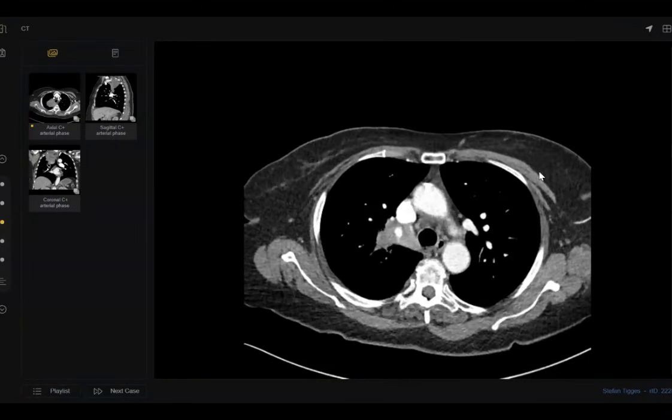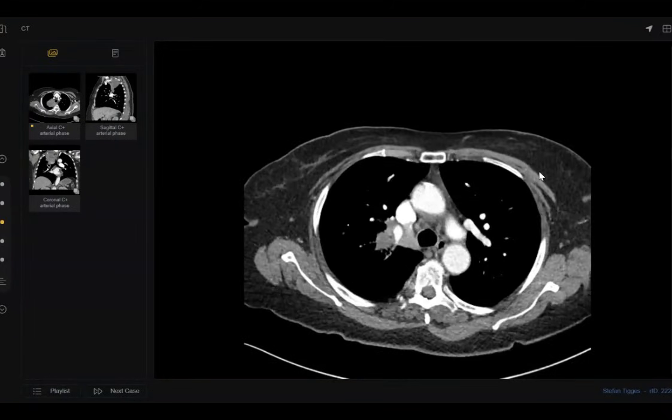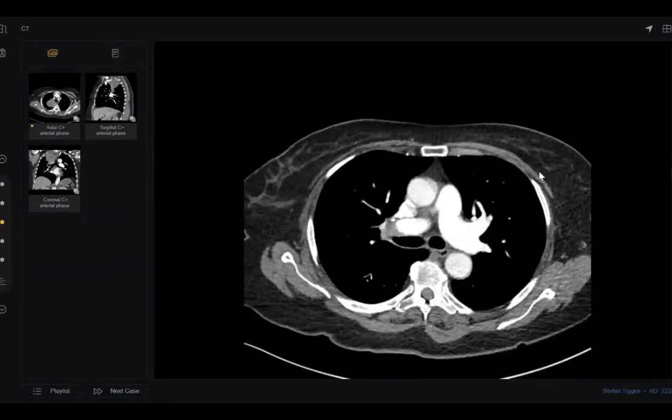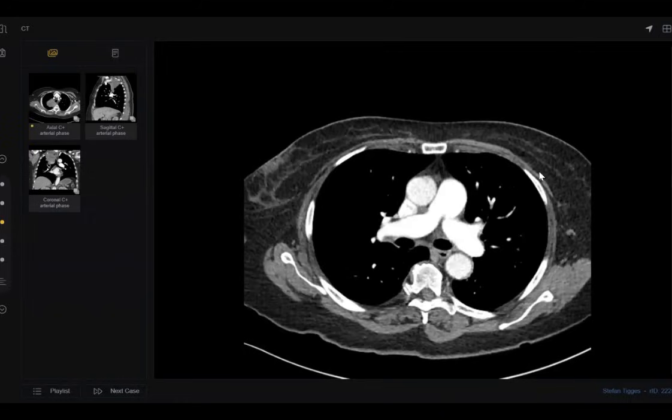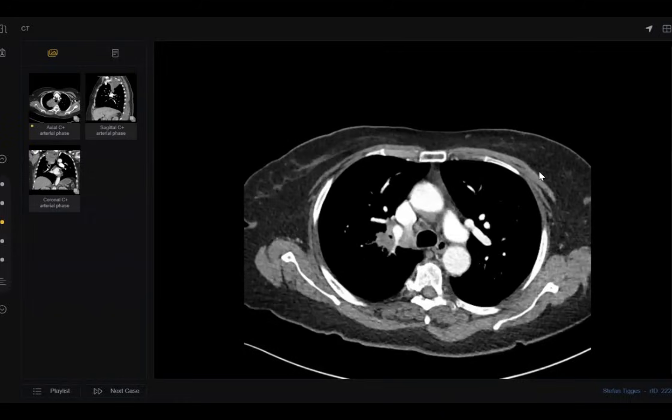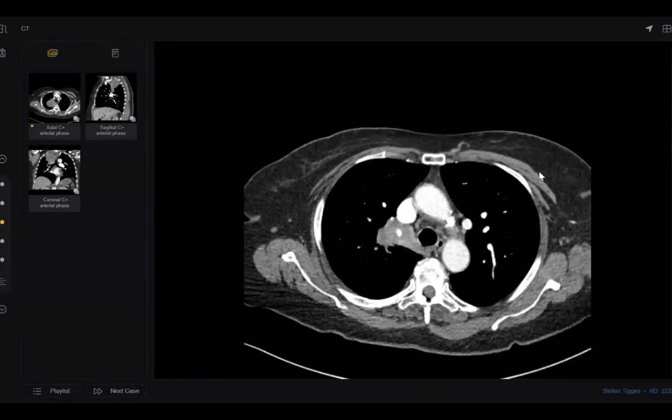Sir, it's the right apical segmental branch of the right upper lobe pulmonary artery. What happened to it? Sir, there's marked luminal narrowing with obliteration. What does it mean for you, doctor?